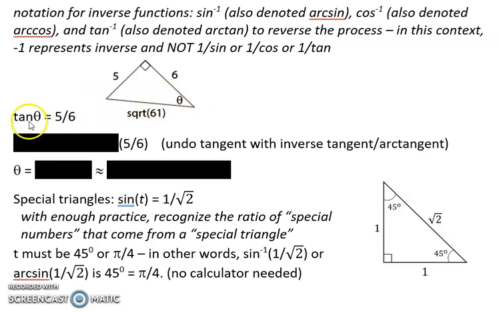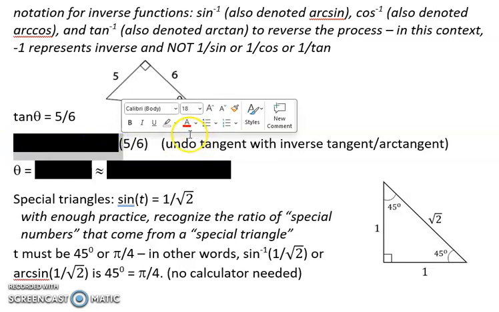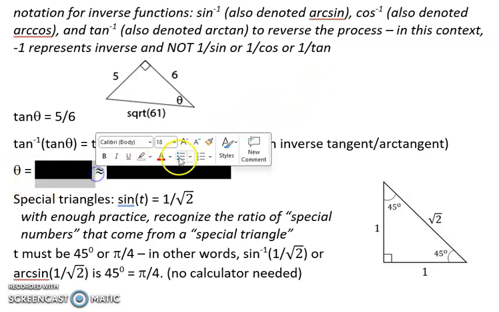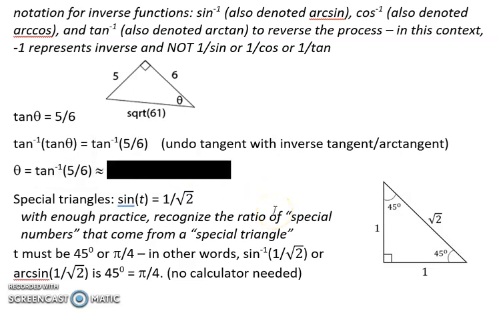To solve for the angle theta, we simply need to undo the tangent function. We do this by taking the inverse tangent of each side of the equation. Tangent and inverse tangent cancel each other out, and we have theta equals inverse tangent of 5 over 6. From the information we have so far, there is no possible way for us to know or calculate by hand inverse tangent of 5 over 6, so we'll need a calculator.